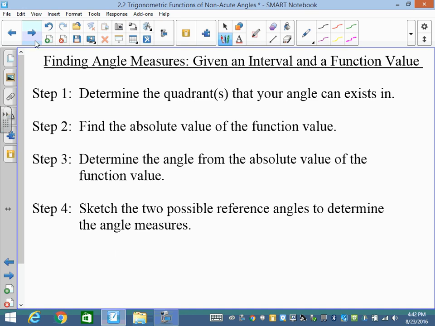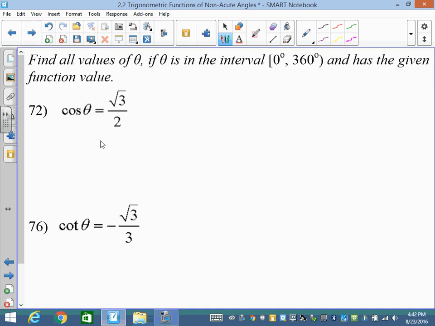So let's try these out. Find all the values of theta if theta is in an interval of 0 to 360 and has the given function value of radical 3 over 2. So you look at your chart and you go cosine, you go over to radical 3 over 2, and then go up, find out what your angle is. Well, the angle who has a cosine value of radical 3 over 2 is 30 degrees.